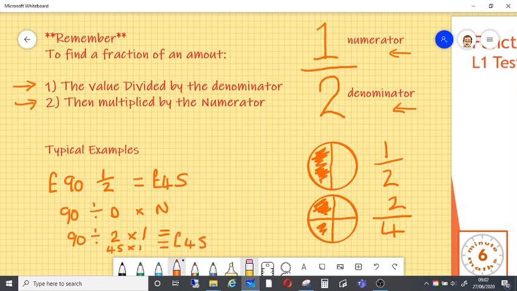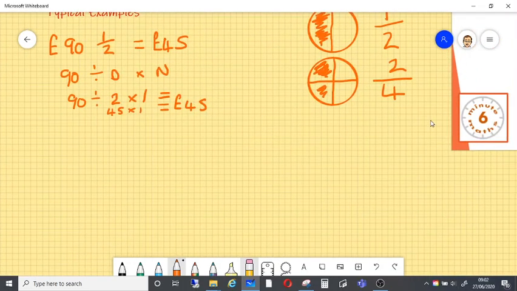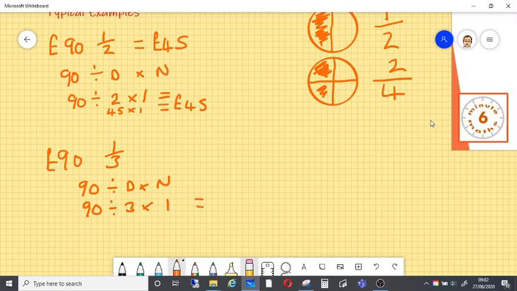Yeah, that's correct. So using those same numbers, if I had £90 divided by 3 people, so we're each getting a third, that same rule applies. 90 divided by the denominator times by the numerator. So £90 divided by 3 and times by 1. 90 divided by 3 is 30, times by 1, the answer is 30. So 1/3 of £90 equals 30.